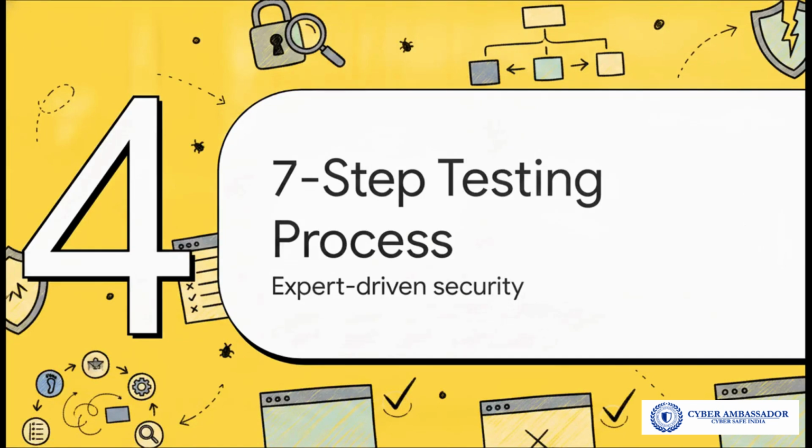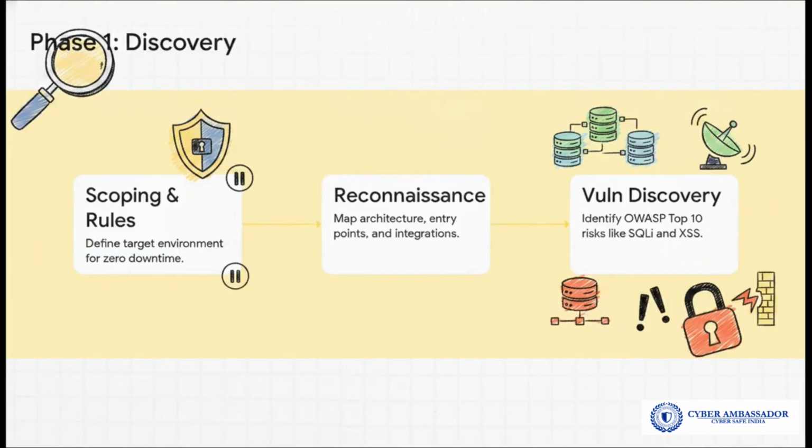Which brings us to Section 4, the 7-step testing process. Let's look at the methodical, expert-driven security approach developed by Cyber Ambassador. You see, this isn't just guesswork. It's a highly structured, almost scientific approach. Phase 1 is all about discovery. Step 1 is scoping and rules.